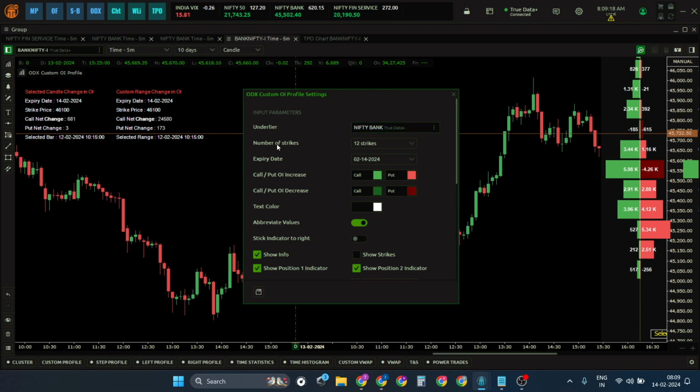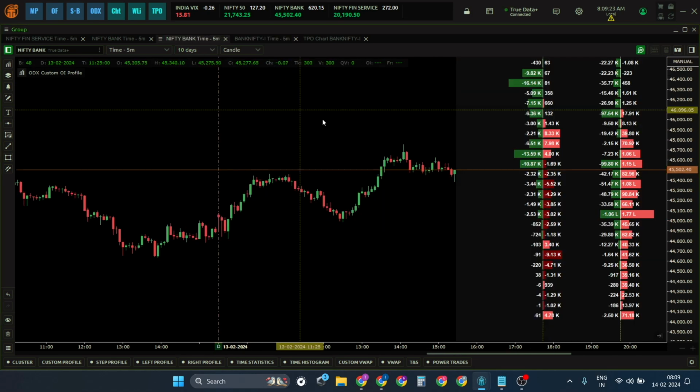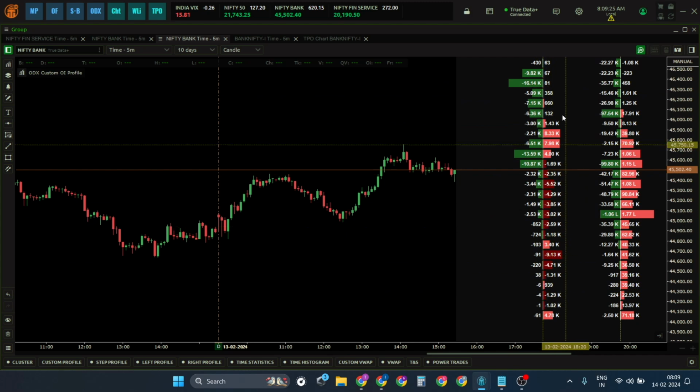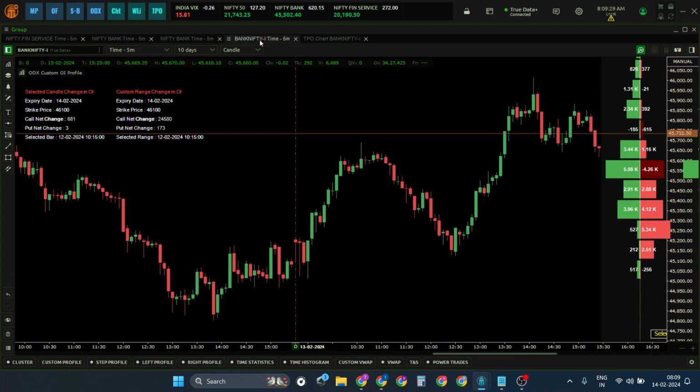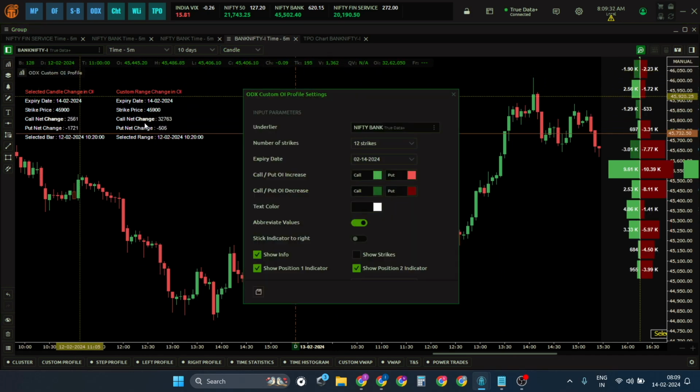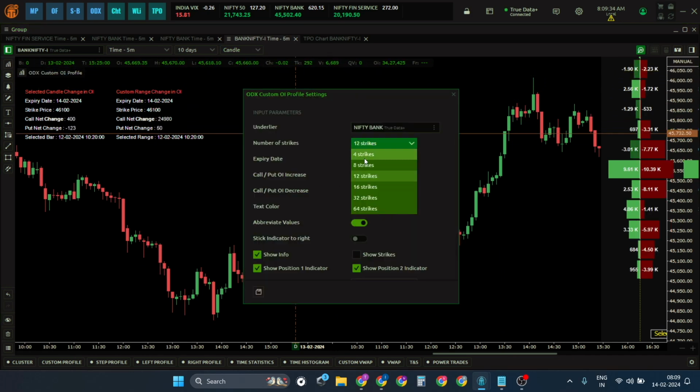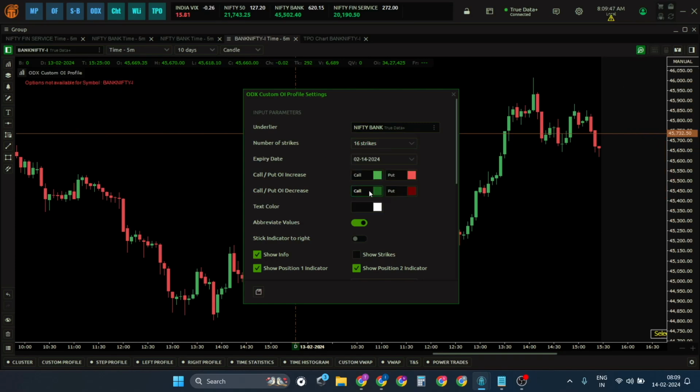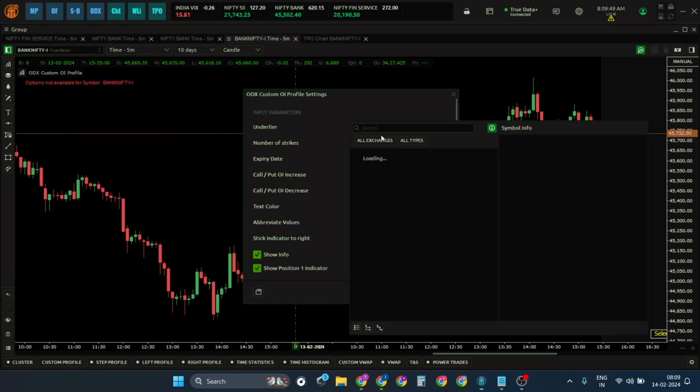Now, coming to the number of strikes. After applying the profile, you see a lot of strikes here. From the at the money, do you want 4 strikes, 8 strikes, 12, 16, 32, or 64? Depending on your usage you can choose, but personally I use 12 strikes and 16 strikes, depending on the market. For this explanation I am keeping it at 16.